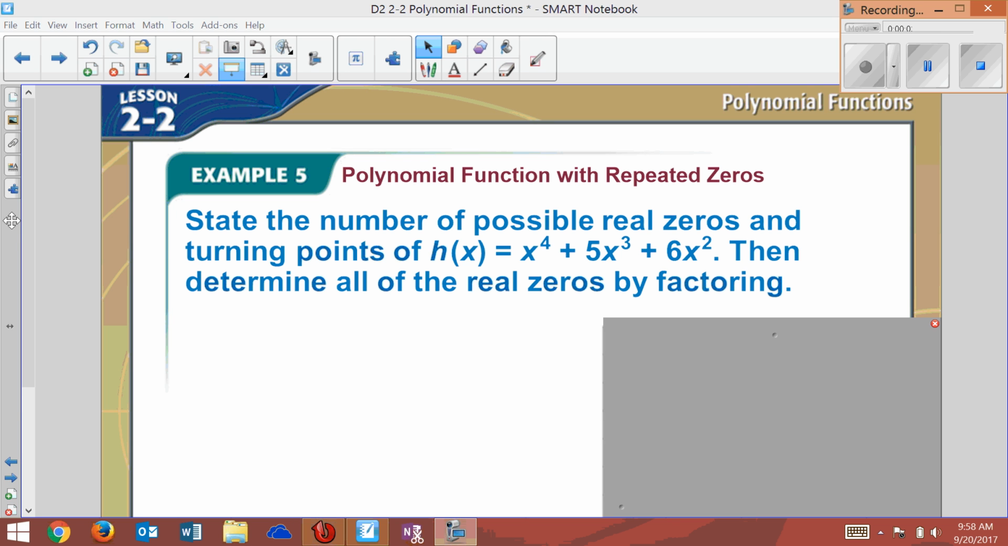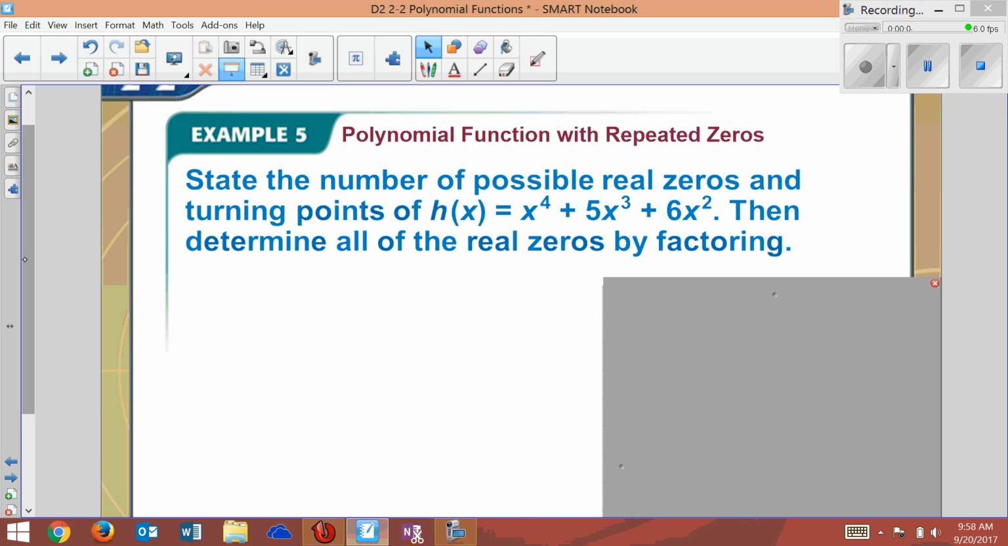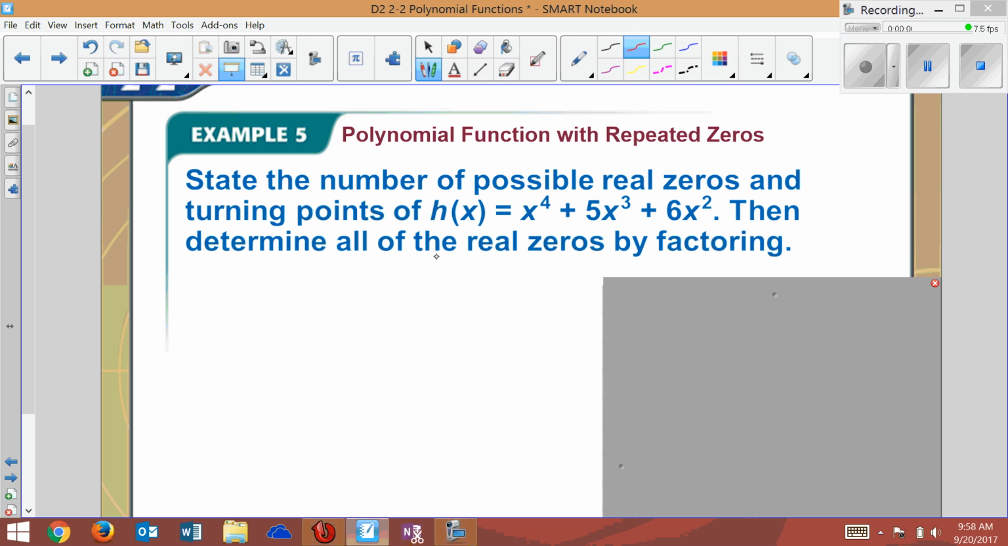All right, now we're going to talk about repeated zeros. I kind of pointed this out earlier and just alluded to it, but now you're going to see it play out more. This problem says state the number of possible real zeros and turning points. So we could first do that by this. We know this at best is an upward-facing parabola with at most 4 zeros and 3 turning points. Okay, that's what we know it has at most.